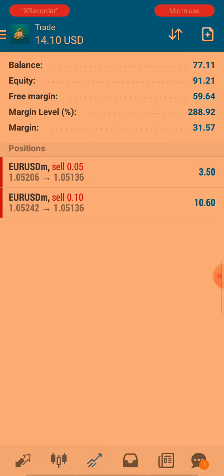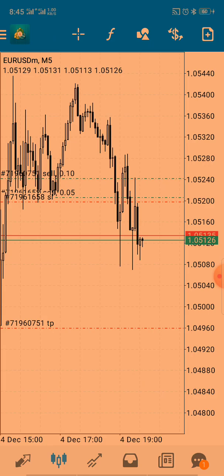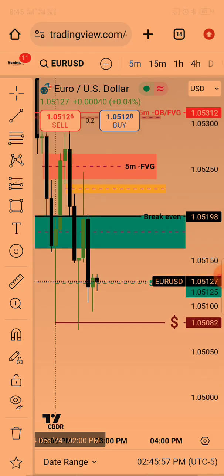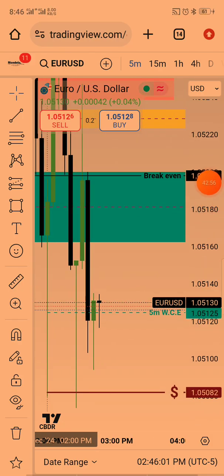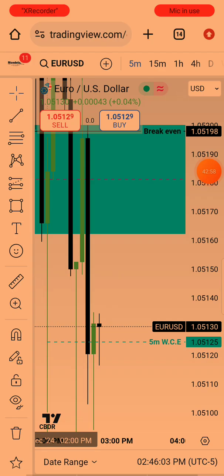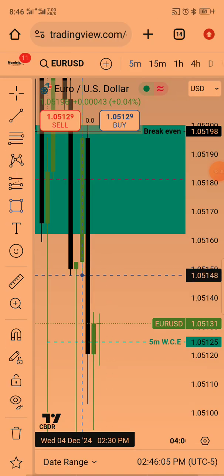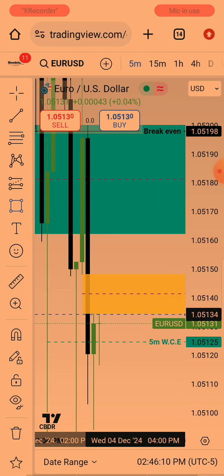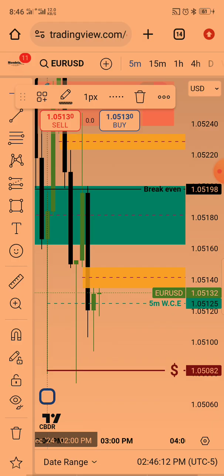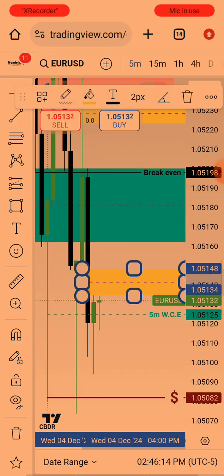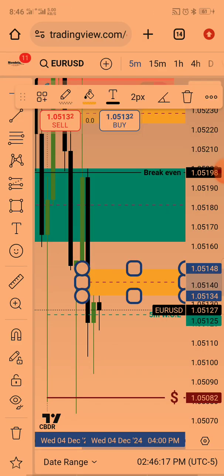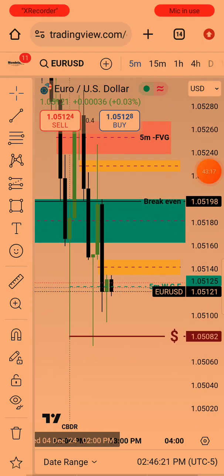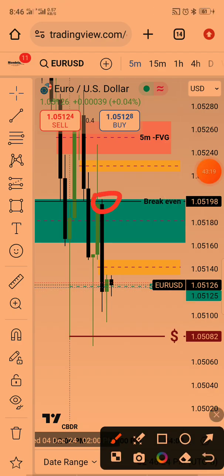Let me go back to our TradingView so that I'll show you what I'm saying properly. Now this is another fair value gap right here. If I want to add one more entry, I will add there. This is a fair value gap. So if you trade there again, I will add one more entry. Then where will my stop loss be? My stop loss will still be here.